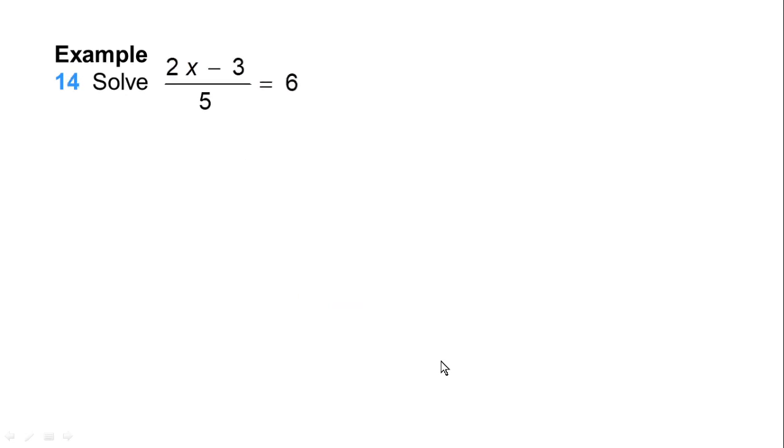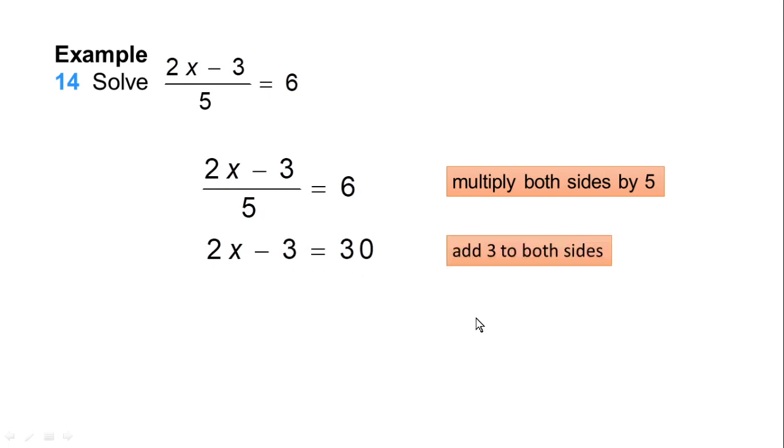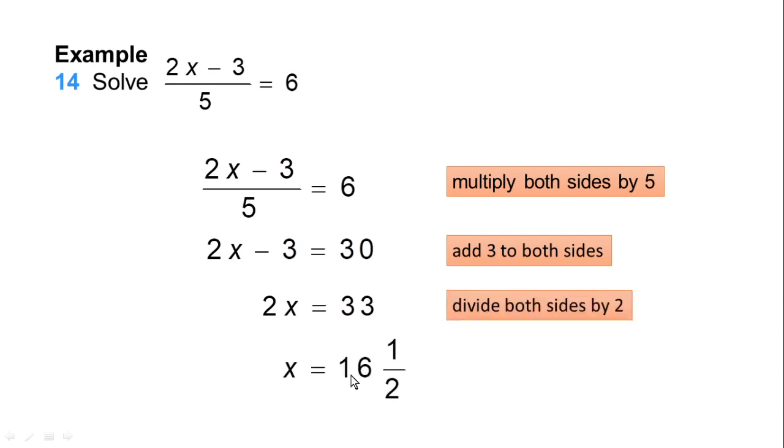Okay? Question number 14. I have 2x minus 3 over 5 is equal to 6. I'll just basically multiply both sides by 5 to remove this 5. Can I add both sides by 3 immediately? No. I need to remove the denominator first and then multiply it to the right side. Okay? So it will become 2x minus 3 equals 30. And then I'll remove this minus 3 by adding 3 to both sides. After adding 3 to both sides, it will become 2x equals 33. And 2x equals 33, meaning I'll divide both sides by 2. I'll have x is equal to 16 and 1/2.